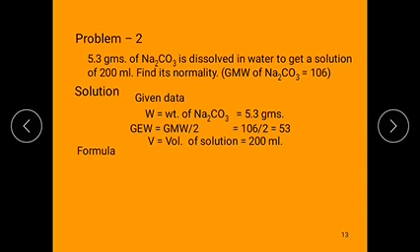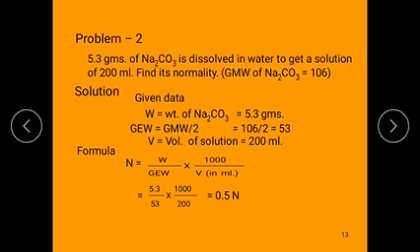Then we have to take the formula again. N is equal to W by GEW into 1000 by V in milliliters. Then we substitute 5.3 divided by 53 into 1000 by 200, which equals 0.5 N. Therefore the normality of sodium carbonate solution is 0.5 N.